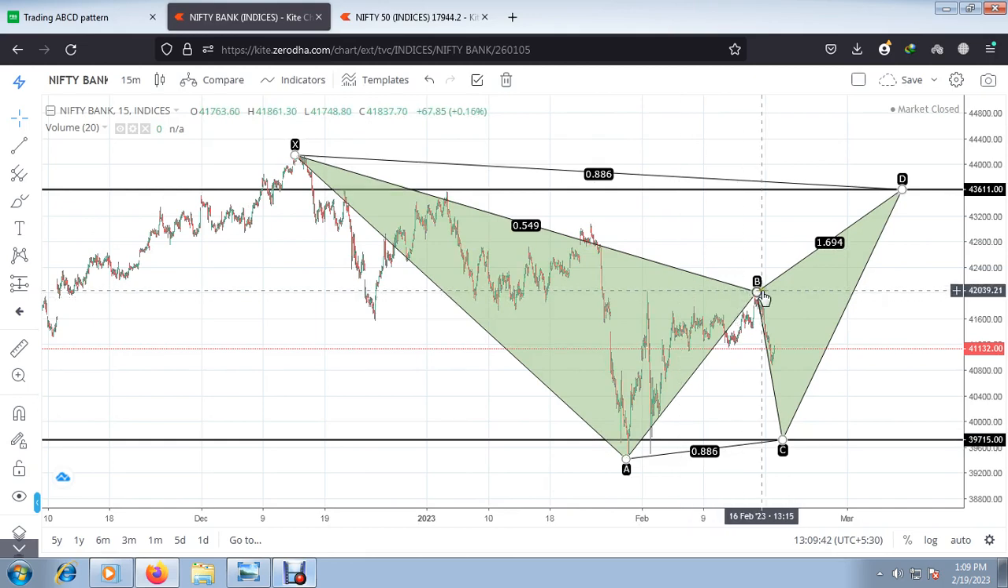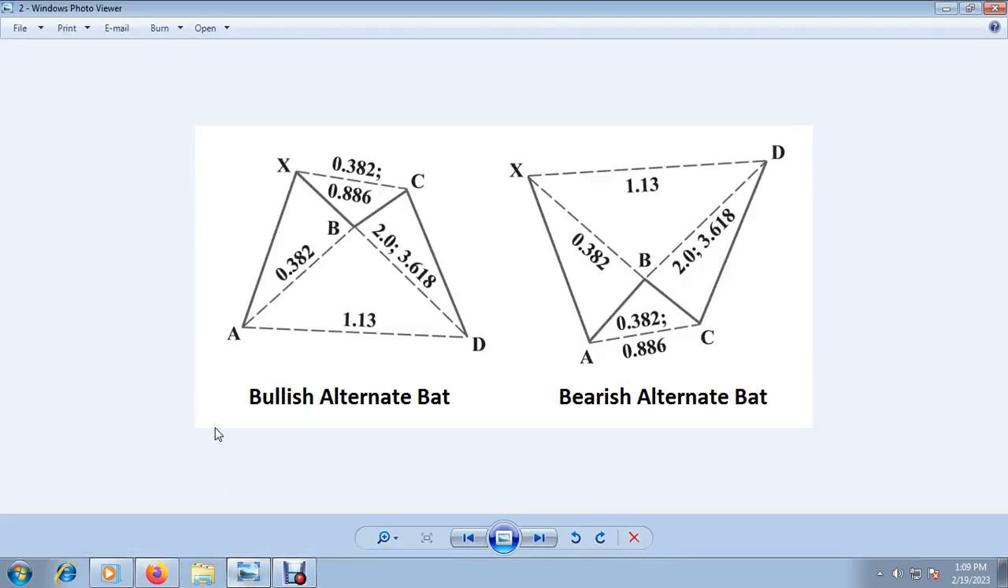So if it is reversing from 50%, then we can be sure that it will be forming a bat pattern. So what are the different types of harmonic pattern we will discuss now. First of all is the bullish and the bearish alternate bat. This is the alternate version of the bat. Here this B point will be only up to 0.38.